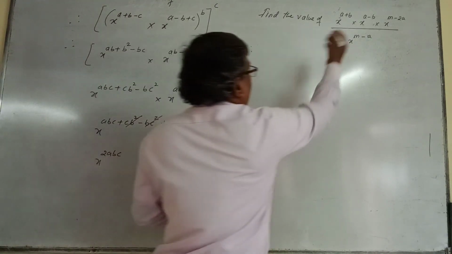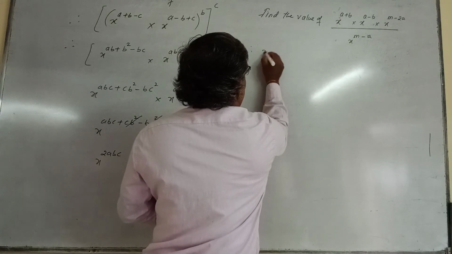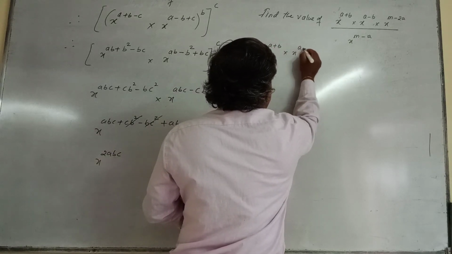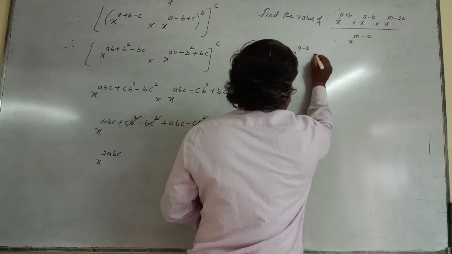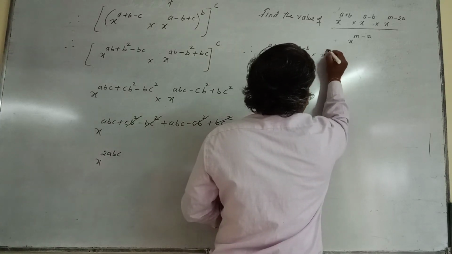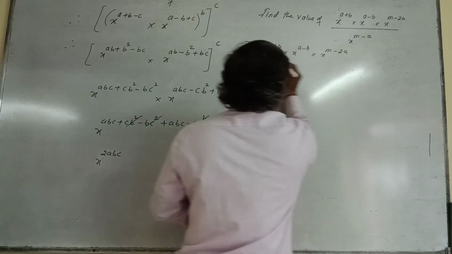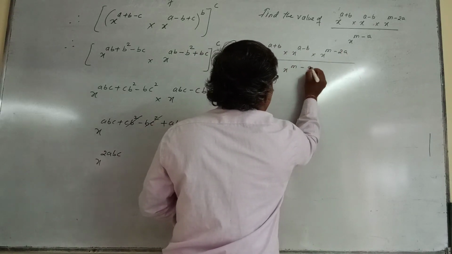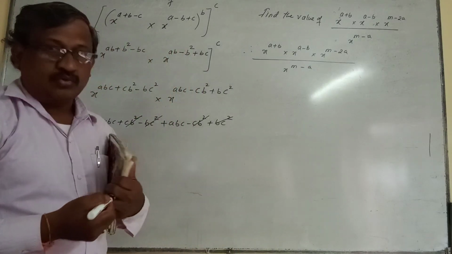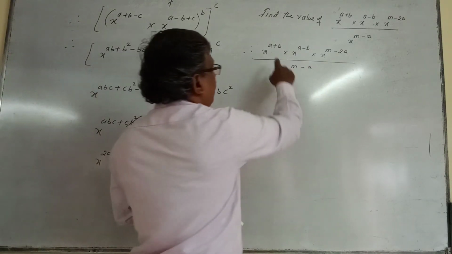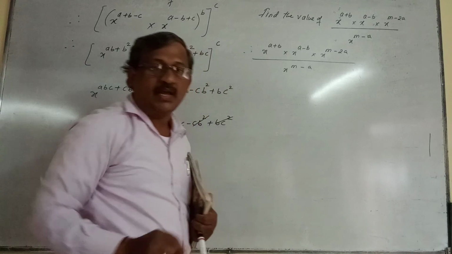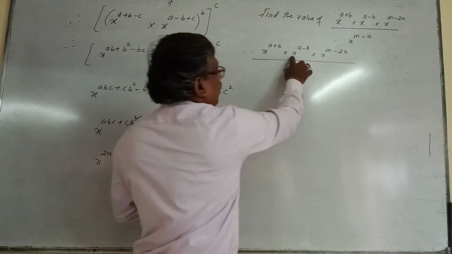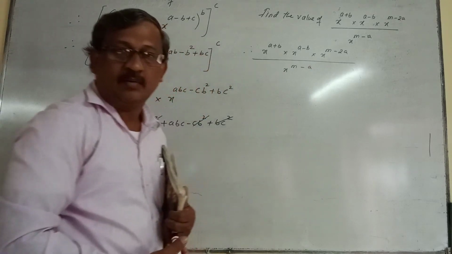I will rewrite the problem first. It is x raised to a plus b into x raised to a minus b into x raised to m minus 2a. This whole is divided by x raised to m minus a. So again we can solve this very easily because my base is what? It is x, right? Everywhere my base is common here. X at numerator place as well as at denominator place, right?